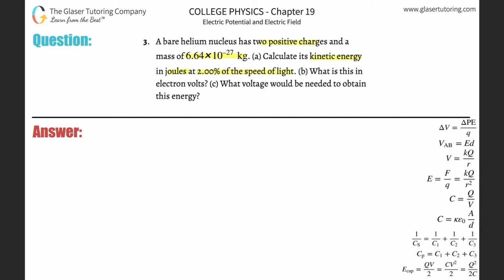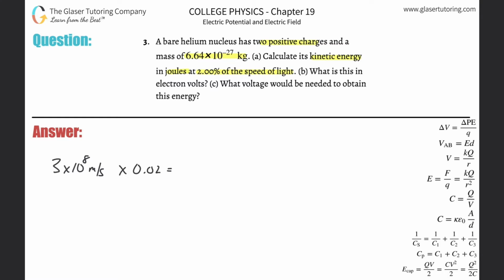Well, you've got to know what the speed of light is, right? It's about 3 times 10 to the 8 meters per second. And then what's 2% of this? What we've got to do is multiply it by 0.02. And what do we get? So take out the calculator, 3 times 10 to the 8 times 0.02, right?